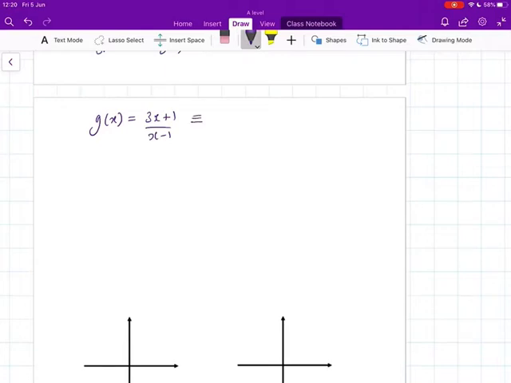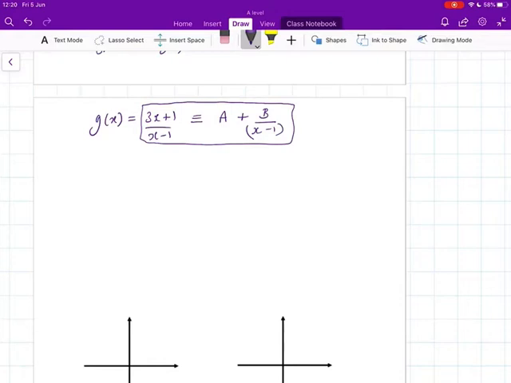So what we want to try to do here is split it up into a whole number plus some other number over the denominator of x minus 1. So what we want to try to do is split our fraction up so it's written in this form instead. That's going to help us to sketch it.